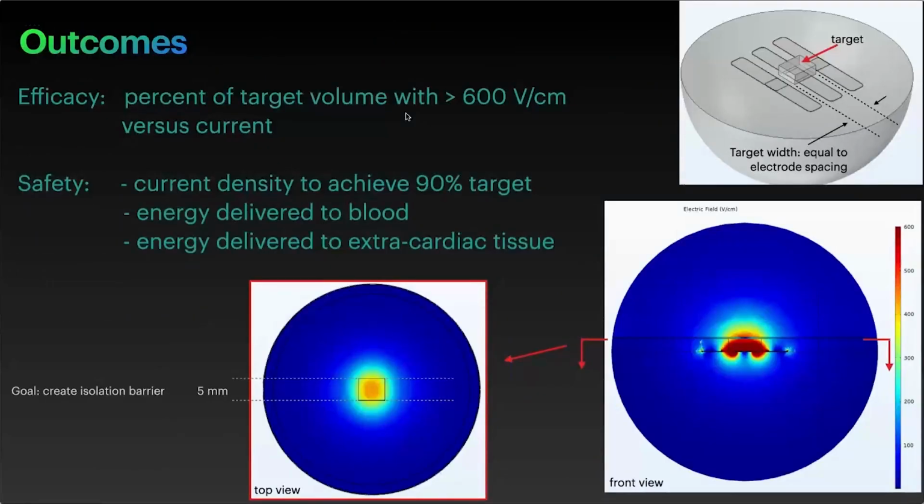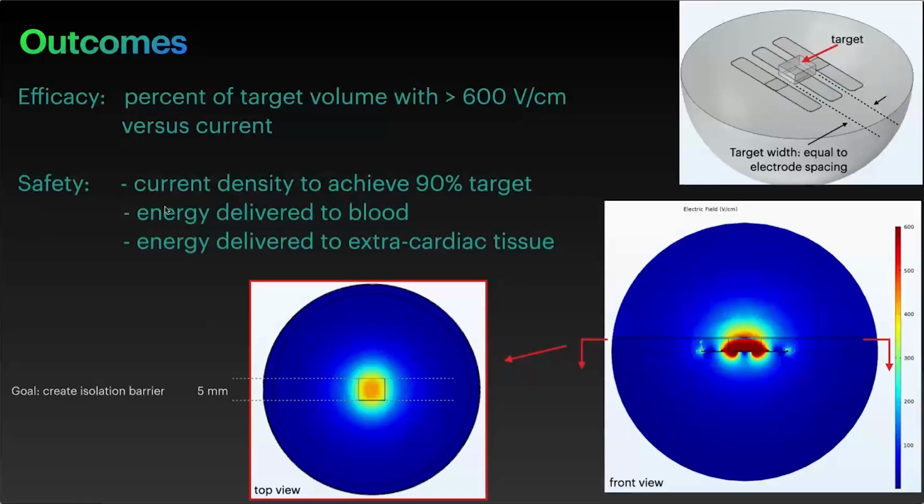In terms of outcomes, we're looking at an efficacy outcome defined as the percent of the target volume. Again, look at the target over here on the right. The target is that box, 5 millimeters wide, 2.5 millimeters tall, which is the thickness of the myocardium. As you can see down here in this one simulation, we want to fill that, and we want to measure the percentage of that volume that has more than 600 volts per centimeter as a function of current. Okay, so that's the efficacy outcome, the metric that we're going to use for comparison.